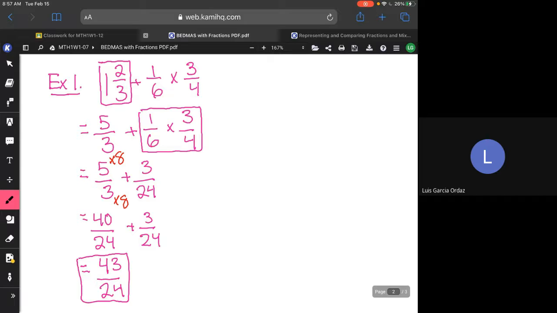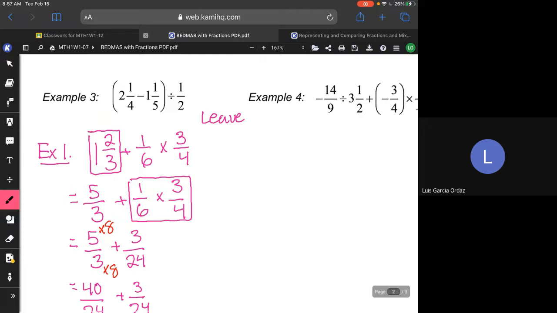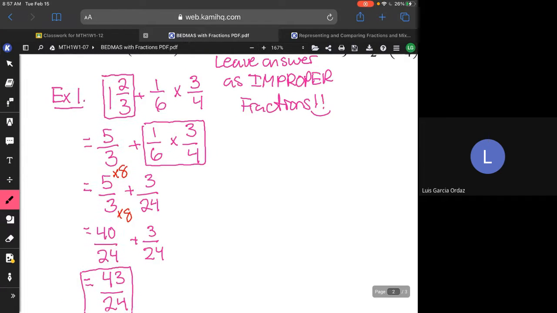Any questions so far about fractions and BEDMAS? Nope, leave them as improper. So leave answer as improper fraction. You guys can copy this here while I write the next question. I'm going to give you one more example from here, and then I'll give you my own that has an exponent with it, because some of you got the exponent one on the review quiz, some of you didn't, so I'm going to practice one with an exponent. From the handout, I'm going to do example 3.